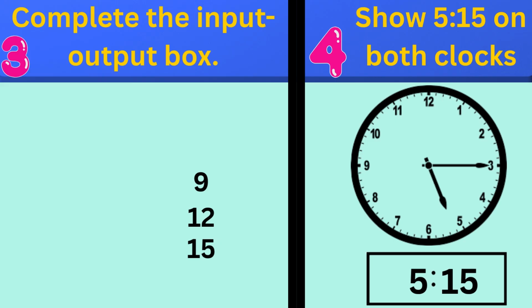Number 3, complete the input-output box. Rule 3. 3 times 2 is 6. 3 times 3 is 9. 3 times 4 is 12. 3 times 5 is 15. Number 4, show 5:15 on both clocks. On the analog clock, the hour hand is barely past 5 and the minute hand is on 3, so the time is 5:15. On the digital clock, the time is 5:15 written.